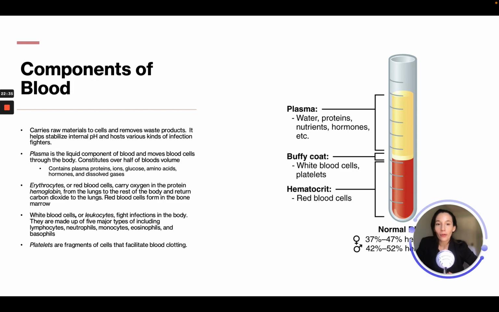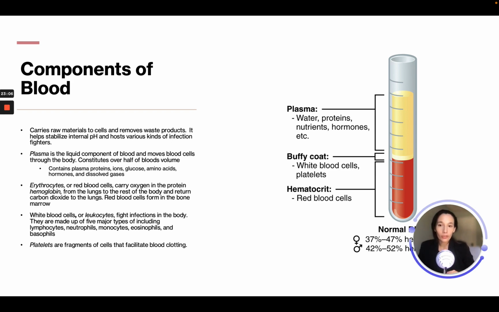So let's talk about components of blood. Blood carries raw materials to cells and removes waste products. It helps stabilize internal pH and hosts various kinds of infection fighters. Plasma is the liquid component of blood and moves blood cells through the body. It constitutes over half of the blood's volume. It contains plasma proteins, ions, glucose, amino acids, hormones, and dissolved gas.